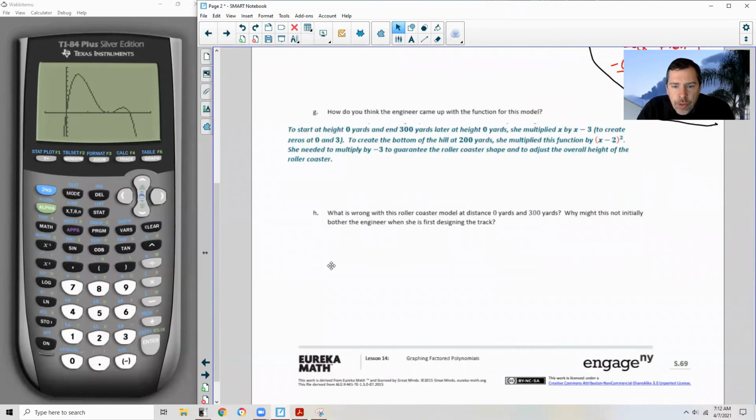And part H, what is wrong with the roller coaster model at distance 0 yards and 300 yards? Why might this not initially bother the engineer when she first designed the track? Well, what is wrong with it is, okay, so we're not going beyond, so we're going underground is what that means. If we cross the zero and keep going, we are going below the ground level or the starting point.